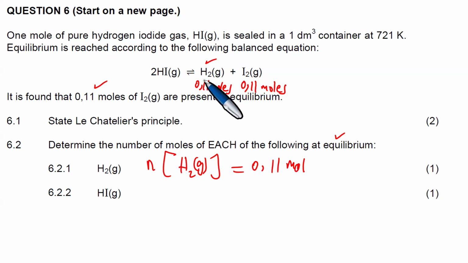Why? Because these are in the ratio 1:1. They're in the ratio 1:1, so we're able to see at equilibrium that the ratio is 2:1:1. So if you're looking for the number of moles of hydrogen alone, it would be in the same ratio as the iodine, 1:1. So now, if the iodine has 0.11 moles, it means hydrogen also has 0.11 moles there.